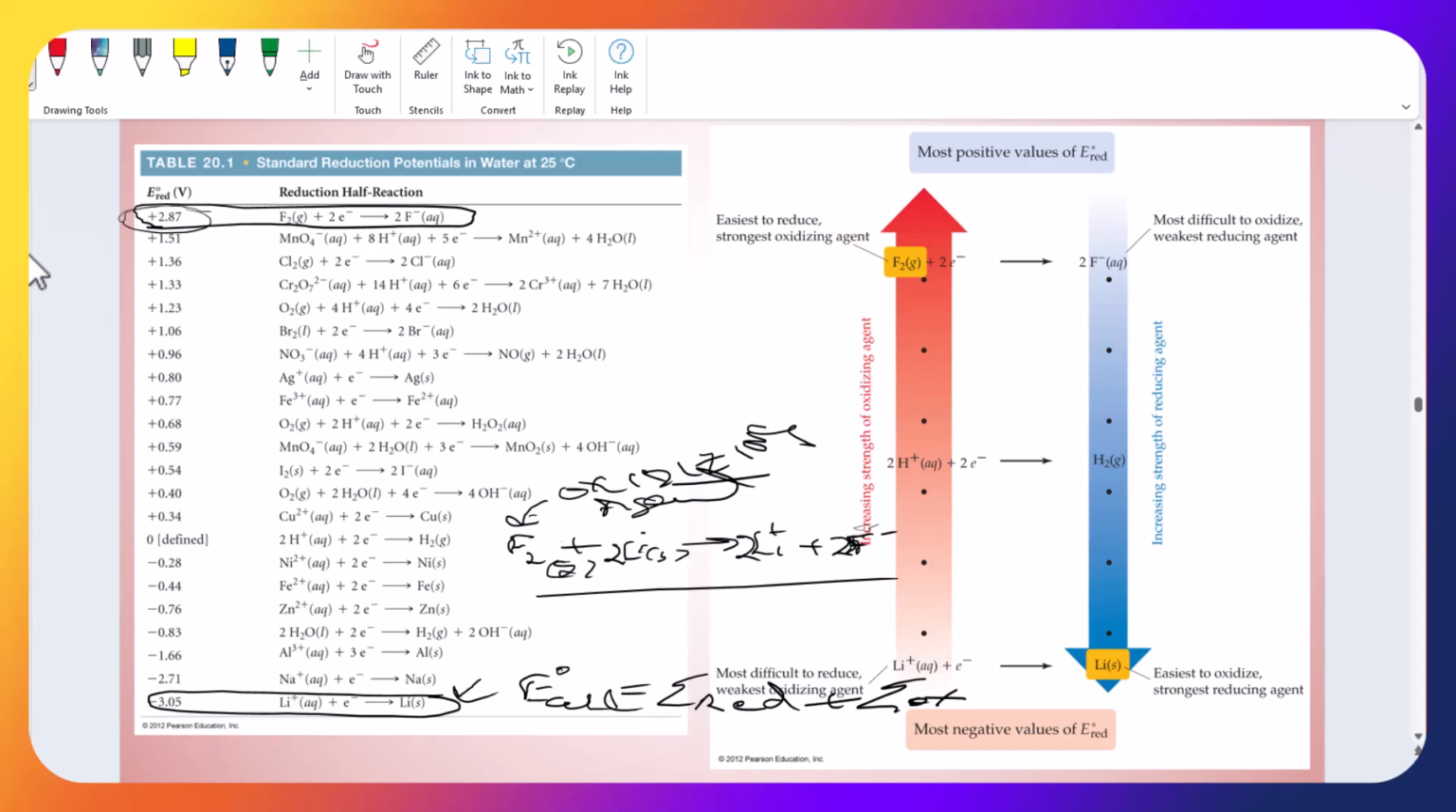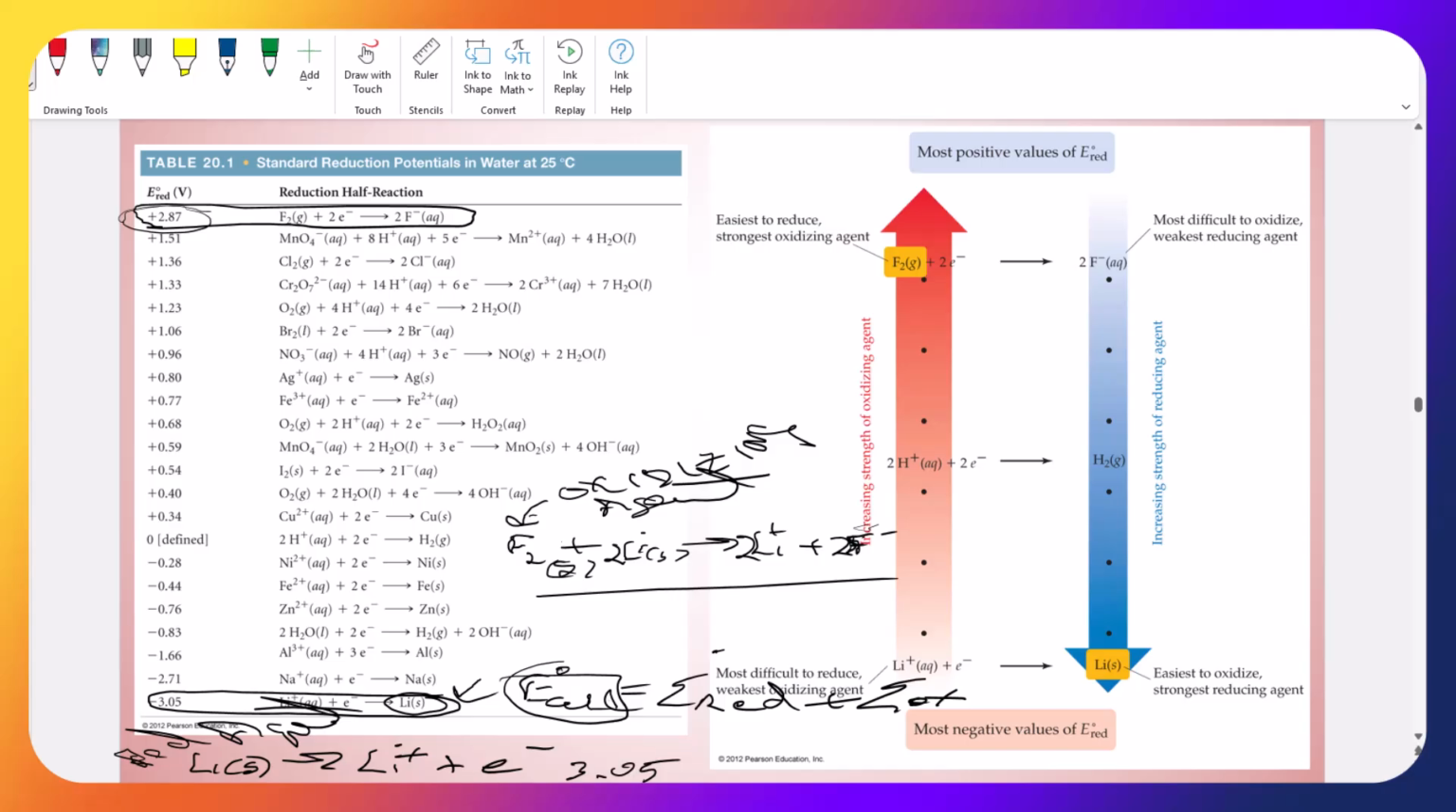That means that lithium ion would be a terrible oxidizing agent, but lithium metal would be a great reducing agent because I'm reversing the reaction. And so what we're going to have down here is lithium metal being oxidized to lithium plus 1 plus an electron. Lithium really wants to be oxidized, which makes lithium metal a great reducing agent. Okay, and so this is how we would calculate the cell potential.